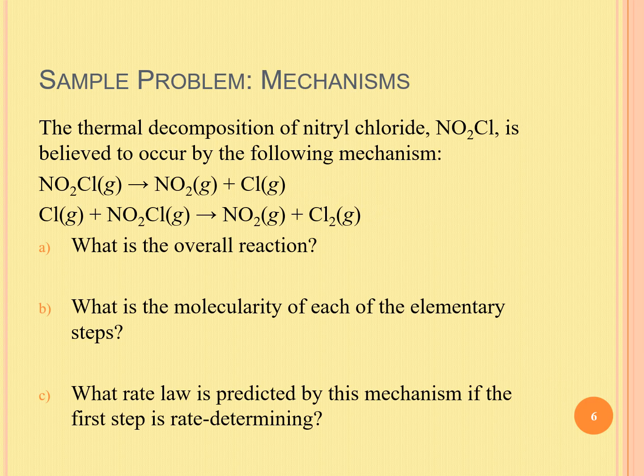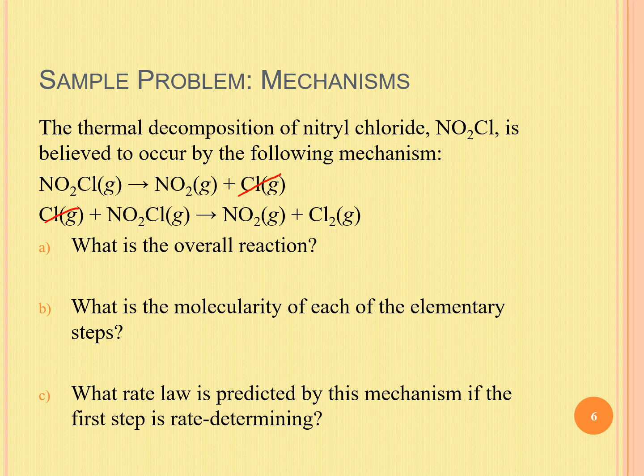So let's do a sample problem, and in this case it wants us to say, all right, the decomposition of nitryl chloride is believed to occur by, okay, we've got this mechanism, these two steps. And so it wants us to find the overall reaction. Well, remember that to find the overall reaction, we have to cancel out anything that we see as both reactants and products, and then write down whatever is left over.